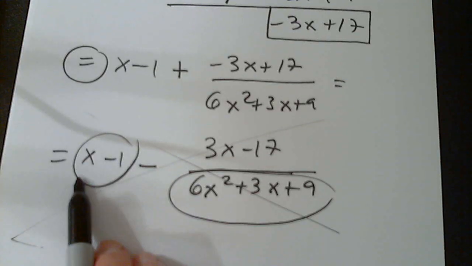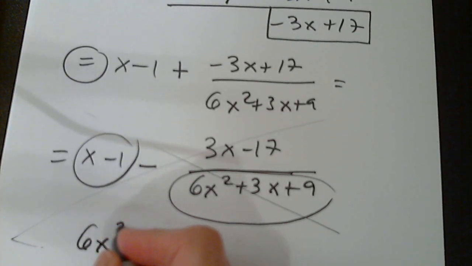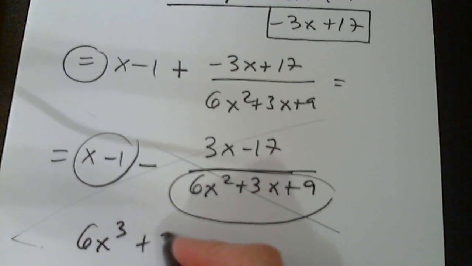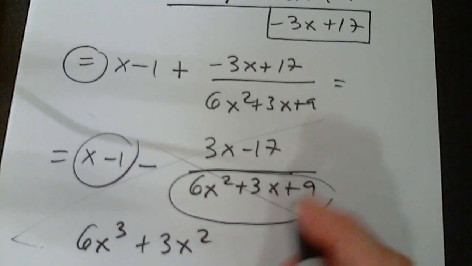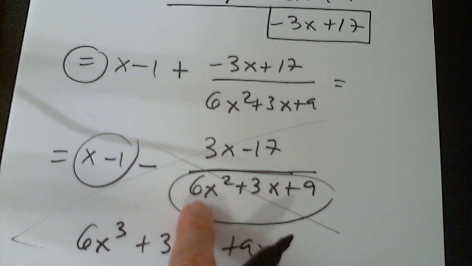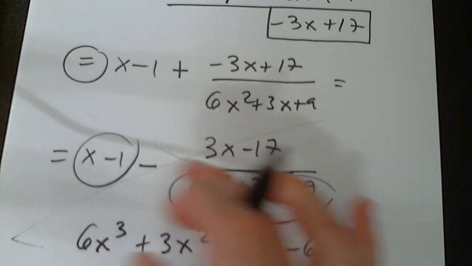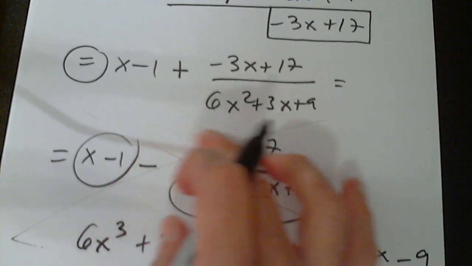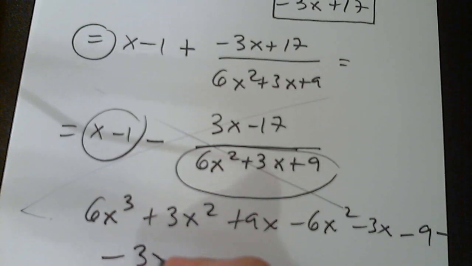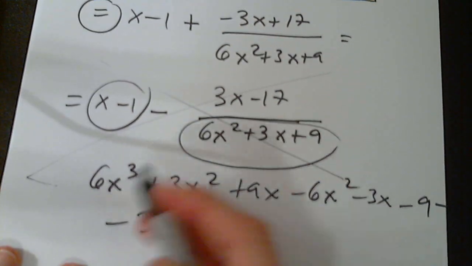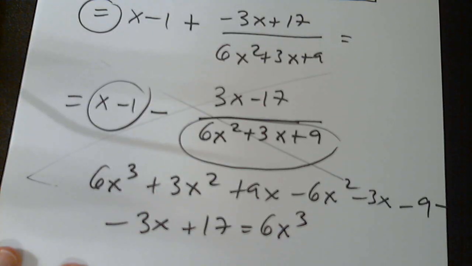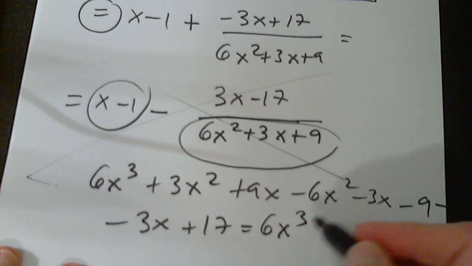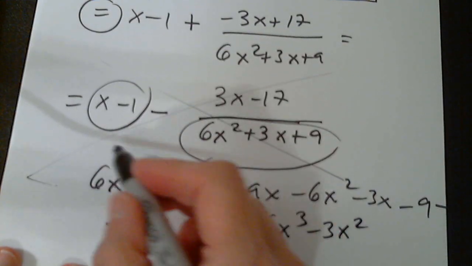Okay. X times 6x squared. X times 3x. X times 9. Negative 1 times 6x squared. Negative 1 times 3x. And negative 1 times 9. Minus 3x, but plus 17. So let's see. This is okay because it's alone. 3x squared minus 6x squared is negative 3x squared. So these are all accounted for.